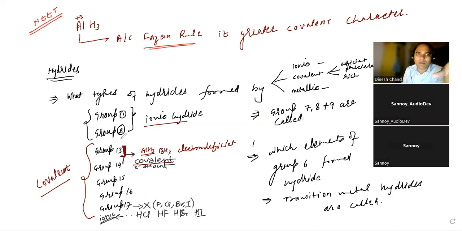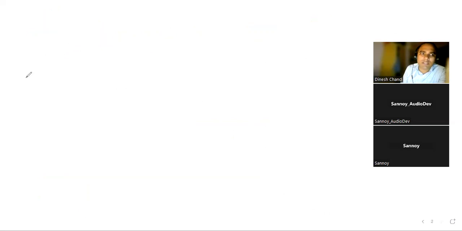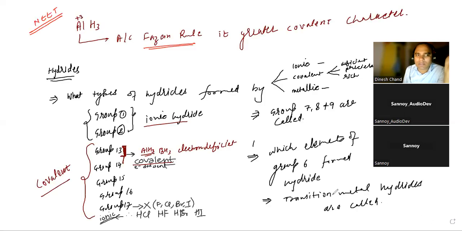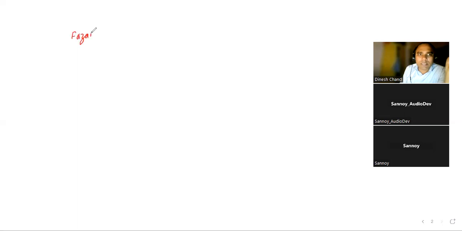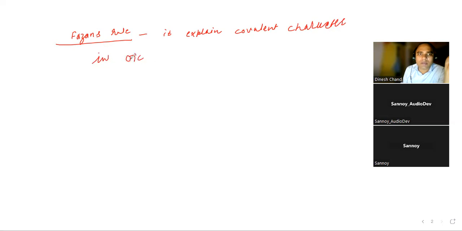Okay, by the way, I will explain what is happening. Let us see, I am explaining Fajan's rule. What is Fajan's rule explaining? It explains covalent character in ionic bond. Covalent character in ionic bond. This is what Fajan's rule is.